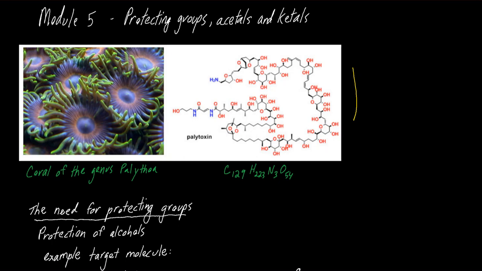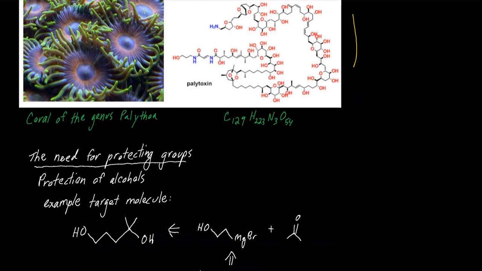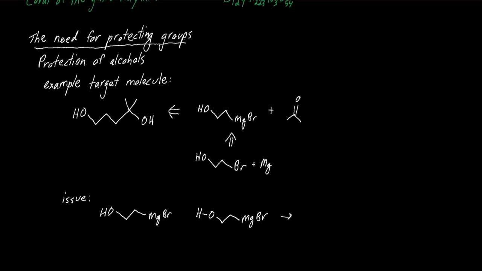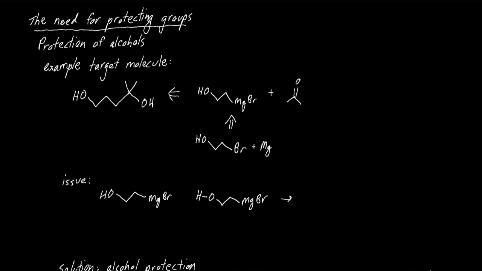A lot of marine natural products are not truly from the organism they seem to be from. So corals, sponges, and things like that have a lot of symbiotic organisms, and many of these products could be bacterial actually in origin. So not actually from the animal itself. The need for protecting groups was seen in the synthesis of palytoxin, but I'm going to show a little bit more on that later. First, we'll take a look at some simple examples like the protection of alcohols.